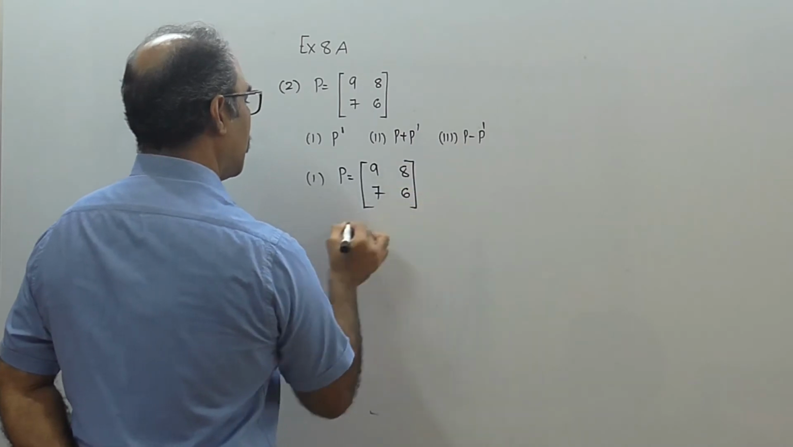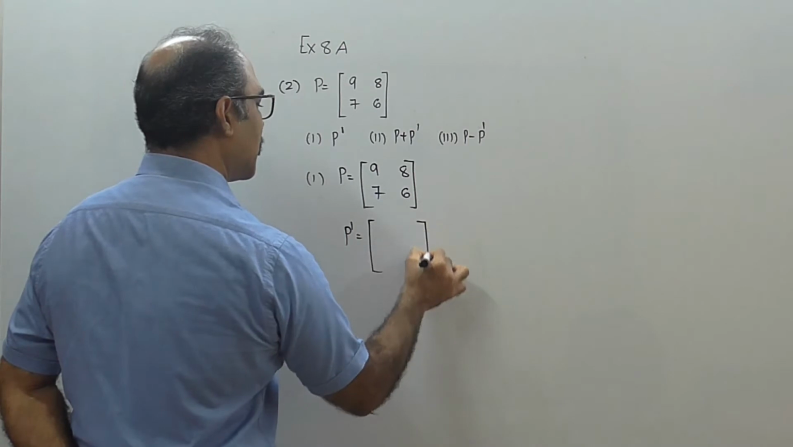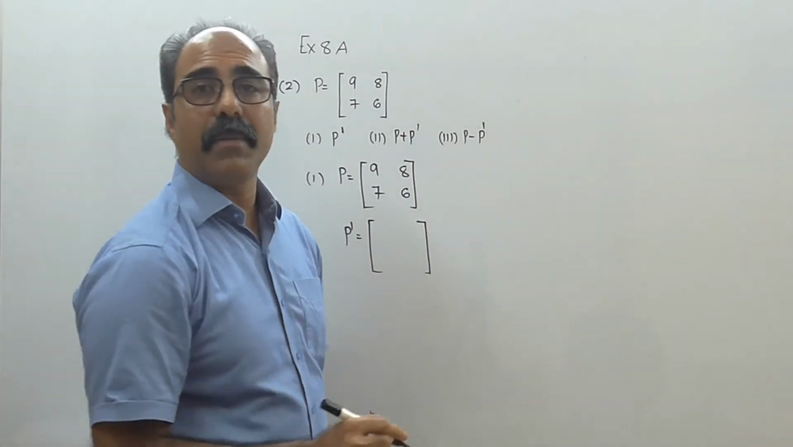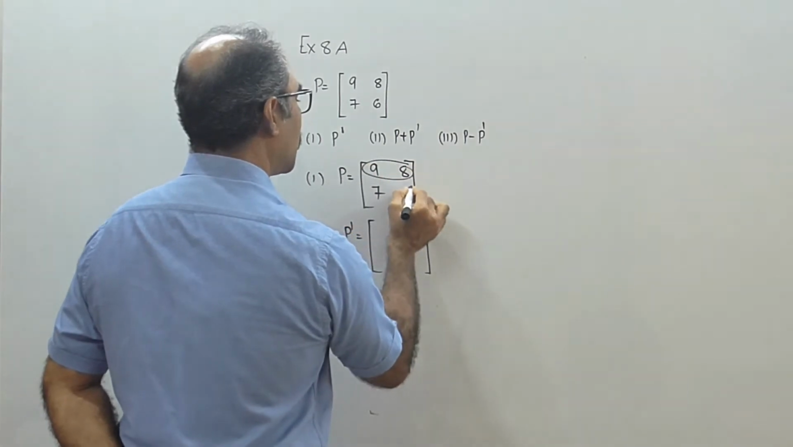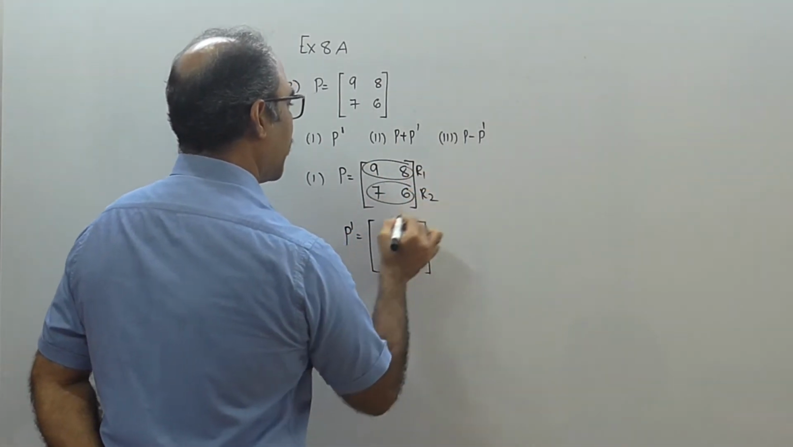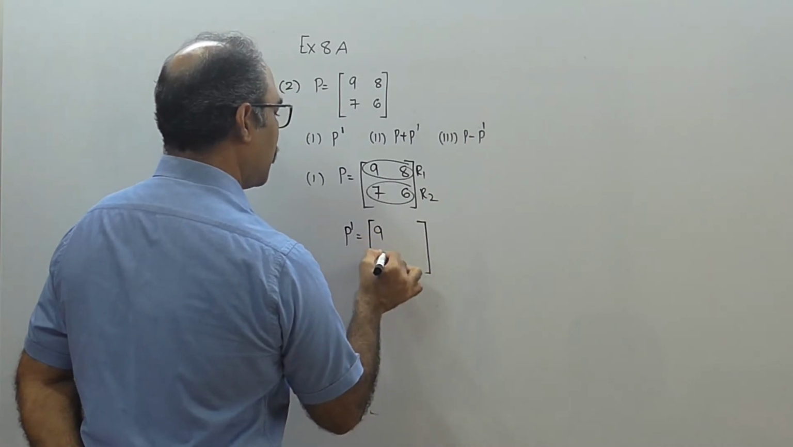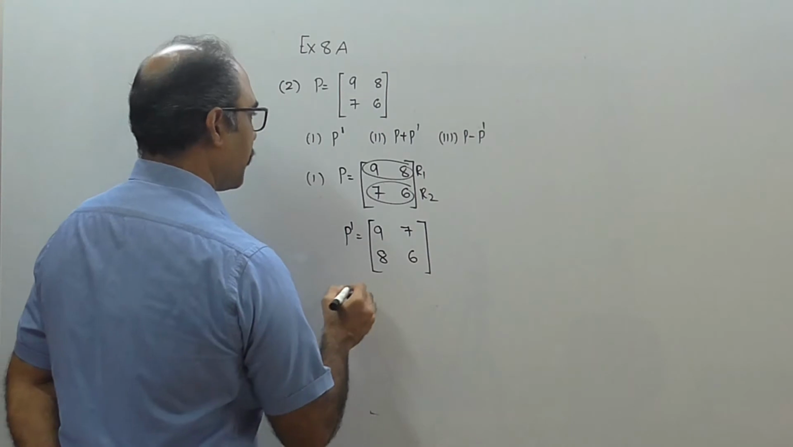9876. P dash is called the transpose of a matrix. Transpose of a matrix is nothing but the matrix which is obtained by interchanging all the rows and columns. So rows, you have to convert into columns. This is the first row, second row, converted in terms of columns, 9876.